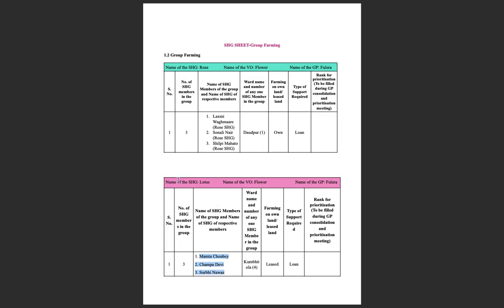But the facilitator who went to the Lotus SHG did not write that. So it will become really difficult during the VO consolidation to understand whether these members belong to Lotus SHG or they belong to any other SHG from where they want to form a group and start group farming. So these are the mistakes that we have to avoid. In the column ward name and number, the ward of any one SHG member who wants to take up group farming can be written. They want to do farming on their leased land and the type of support they require is loan.